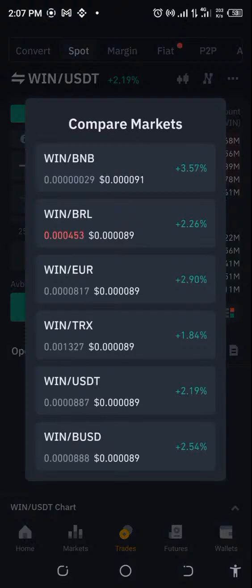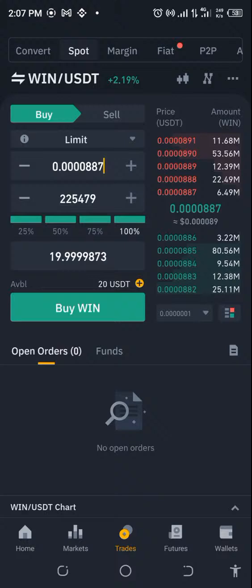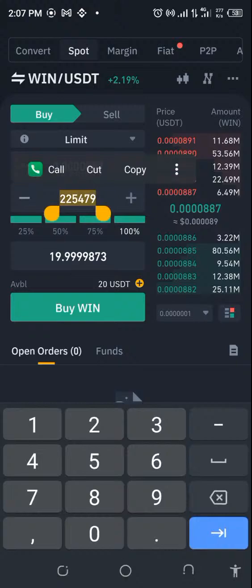So we have Win USDT as 0.000089 and Win BNB as 0.000091. So let's go ahead and try this out with the basic simulation using Win USDT. So let's go ahead and work with our 20 USD that we have here. So we're going to pick up about 100% and then cut that out and see what we're going to get.